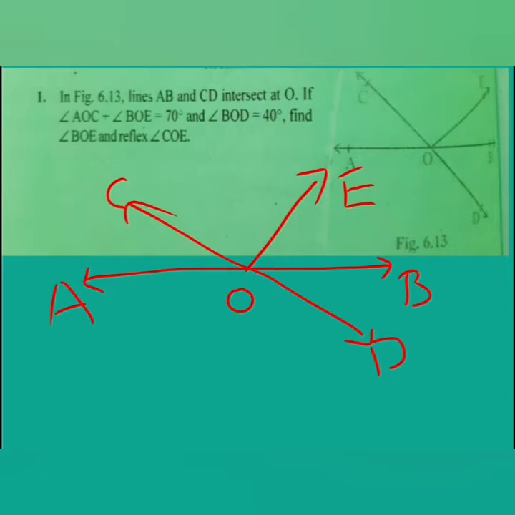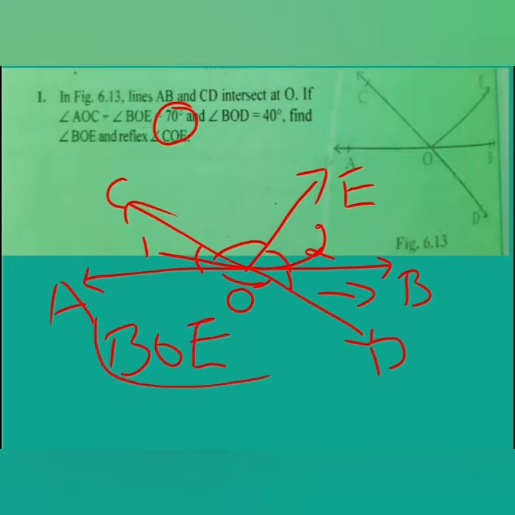So here at this O point you are getting 5 angles. 1, 2, 3, 4, 5 angles, right? So out of these, this AOC, if I take this one, and this BOE is 2. When we add these two angles, 1 and 2, we are getting 70 degree as the sum. And individually, this angle BOD is equal to 40 degree. Then you should calculate the value of this BOE angle and reflex COE.